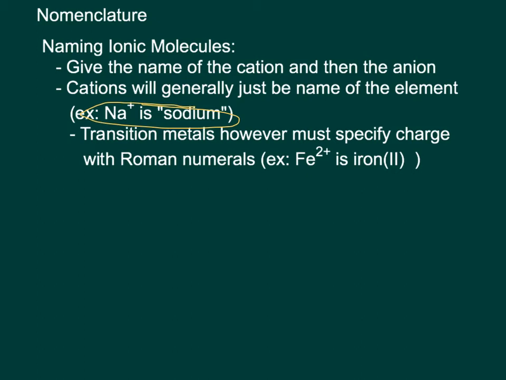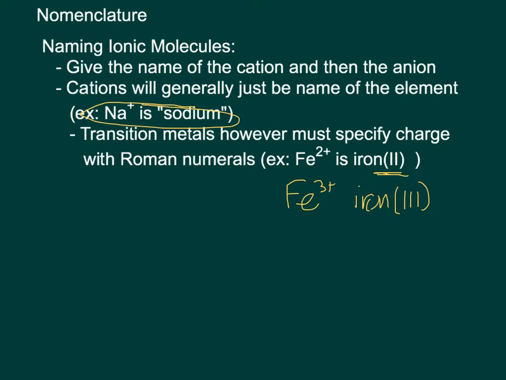Transition metals, however, you have to specify the charge. So anything that's not in the first or second column has to be specified a charge by giving a Roman numeral. So Fe2 plus is iron 2, and the reason is because iron could also form Fe3 plus, which would be iron 3. And there would be no way to know, if you just called something iron nitrate, which iron ion you meant. So this helps specify that for the reader of the name to figure out, okay, this means iron 3, that means Fe3 plus. This is iron 2, that means Fe2 plus.